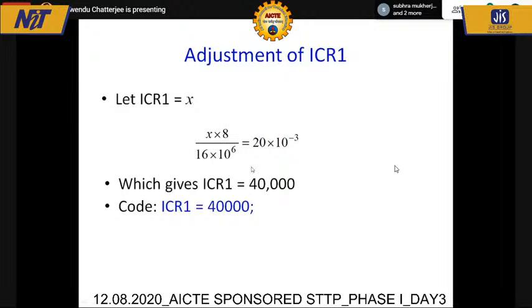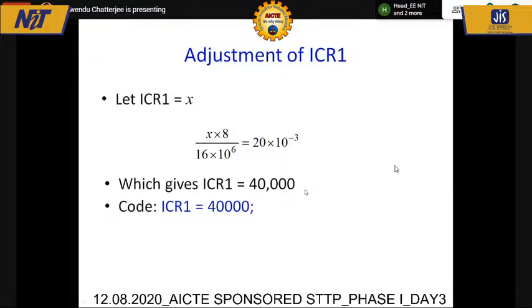A preliminary equation gives you ICR1 is equal to 40,000. Because this is 6, this is minus 3, it will be 1000, and X is 20 into 16 by 8, that means 40. Very easy. ICR1 equal to 40,000.